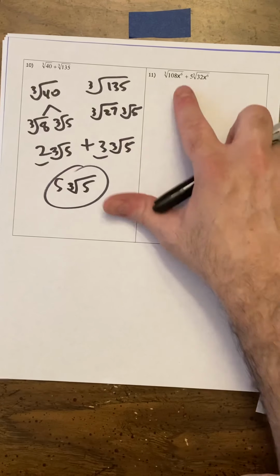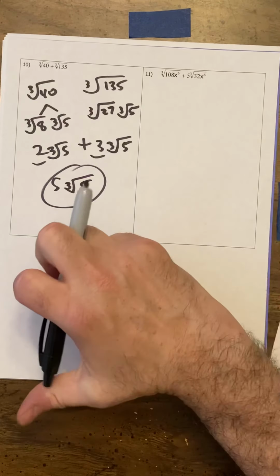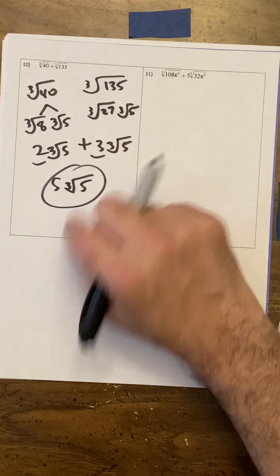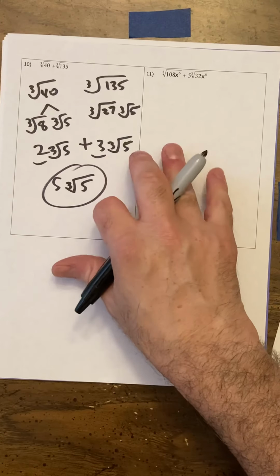And this would be something very similar. You simplify these radicands here, just like I have been doing, and you can combine the like terms if they're like terms. All right, now that's the end of the lesson.